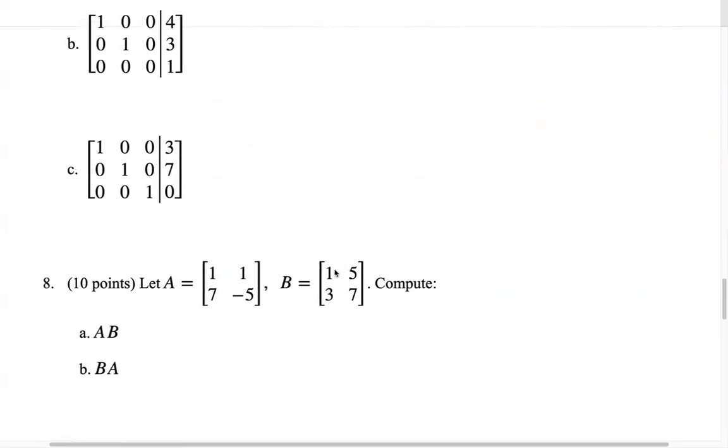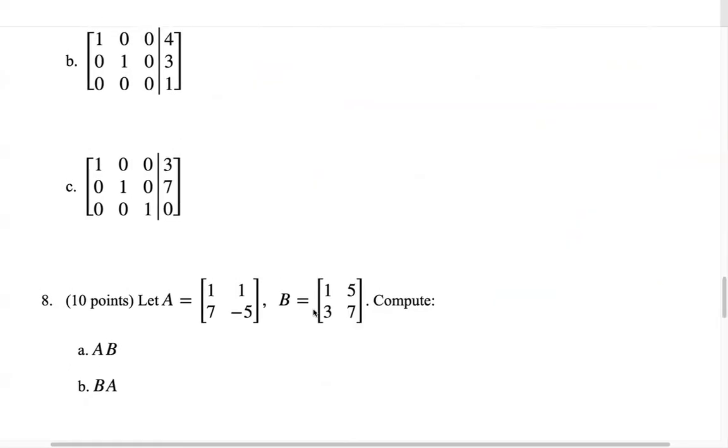Let's see B and C. Let me move up a little bit. B is saying X equals 4, Y equals 3, and 0 equals 1. This is forever wrong, forever not true, right? 0 can never be 1. So no solution for this one. Well, C is saying X equals 3, Y equals 7, Z equals 0. One unique solution.